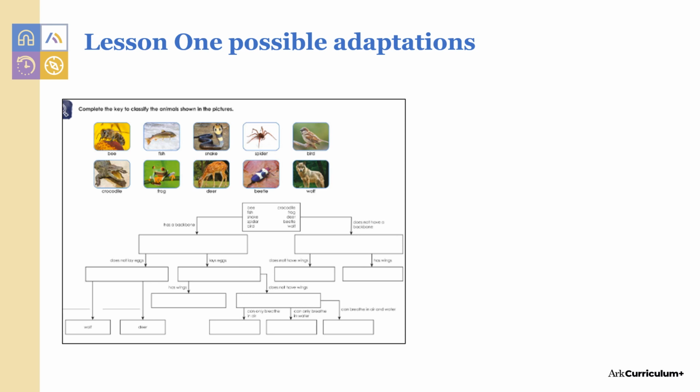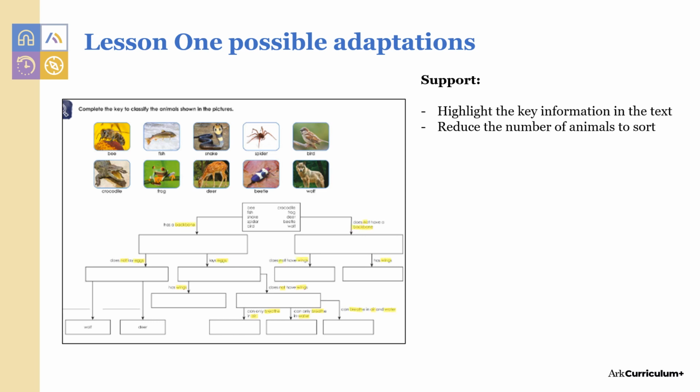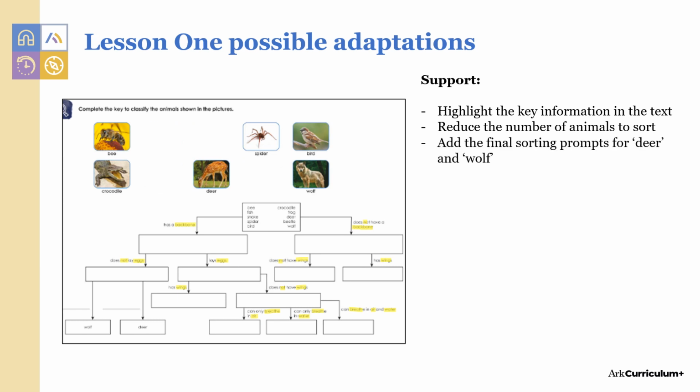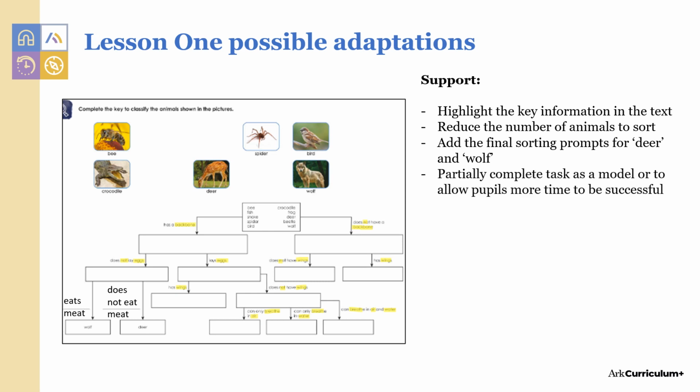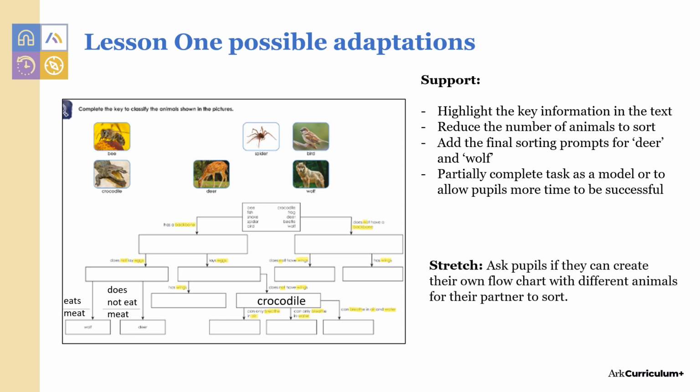In this activity, pupils are asked to complete the key to classify the animals in the pictures. To support pupils, you could highlight the key information in the text, reduce the number of animals to sort, add the final sorting prompts for deer and wolf, partially complete the task as a model or to allow pupils more time to be successful. And to stretch pupils, you could ask pupils if they can create their own flowchart with different animals for their partner to sort.